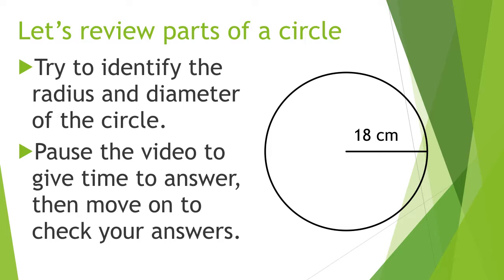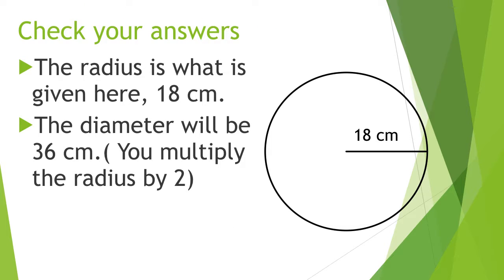Now let's try and review parts of the circle. Try and identify the radius and the diameter of the circle. Pause the video to give time to answer, then move on to check your answers. You need two answers, the radius and the diameter. Now check your answers. The radius is what they give you, which is 18 centimeters. So the diameter will be 36. You multiply it by 2.